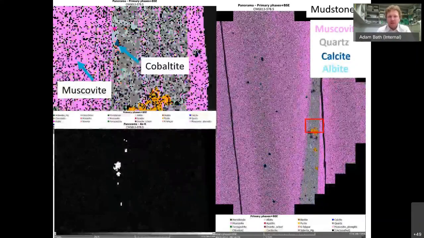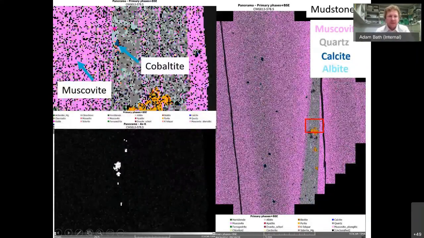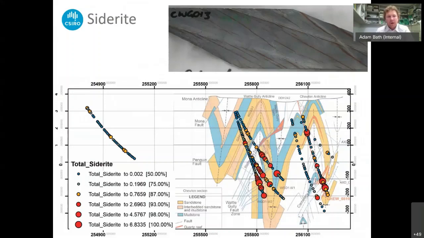We can also see, through some of the veins, cobaltite sitting with pyrite in a quartz vein. There might be some calcite in some of those veins too, and we think they occur at about the same time as mineralization. One of the other key features is the siderite, these little stringers of siderite cross-cutting, in this case, mudstone.